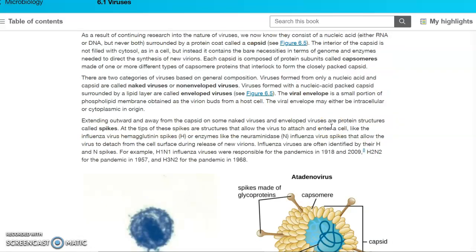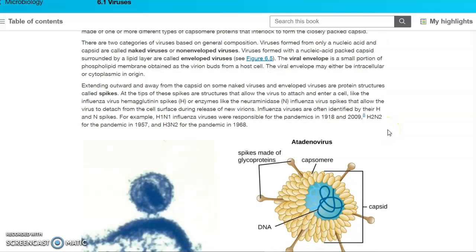So remember that viruses are composed of their genome, their nucleic acid, either RNA or DNA, plus a protein capsid and maybe an envelope. So those that just have the DNA or RNA and the capsid are referred to as naked viruses or non-enveloped viruses. And those that have that lipid layer are referred to as enveloped viruses. The envelope is actually a portion of the phospholipid membrane that is obtained as the virus leaves the host cell. So it takes a piece of the host cell's membrane with it when it leaves.